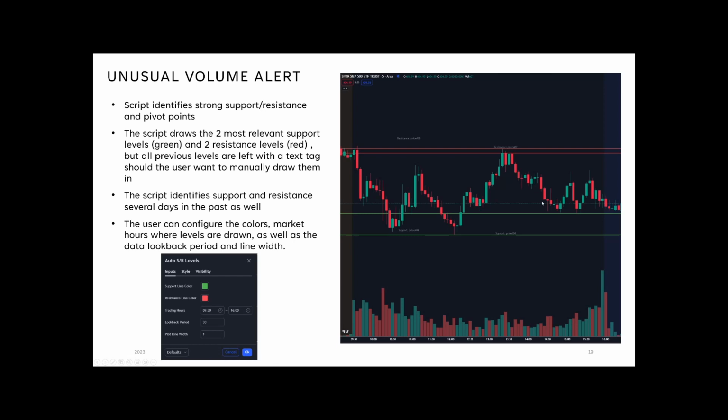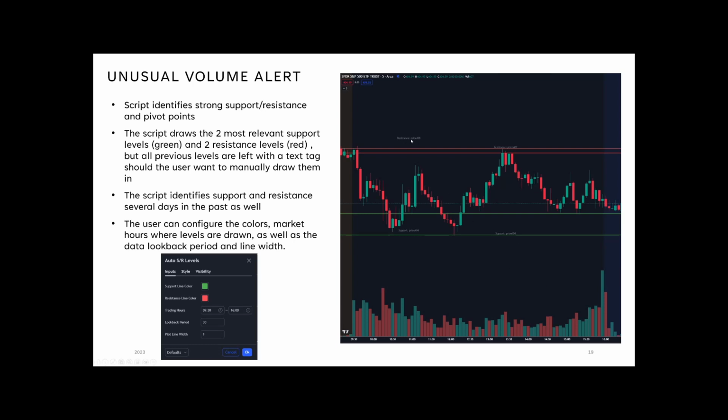So I use this all the time. I've had people who just literally use this script, and there's somebody who just passed an eval the other day just using this. So if you know how to trade levels, if you know price action, it can be super helpful. And it also identifies these support and resistance levels for the past several days. I think up to 10 days. Sometimes I think on the shorter time frames it's like 5 days.